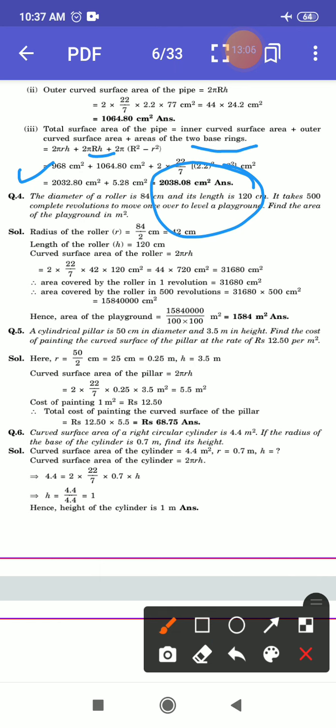Okay, now we have to explain question number 4. Question number 4: the diameter of a roller is 64 centimeter and its length is 120 centimeter. You have to see the roller, that is seen on the road, that helps to flatten the road. Everyone has seen the roller on the road.